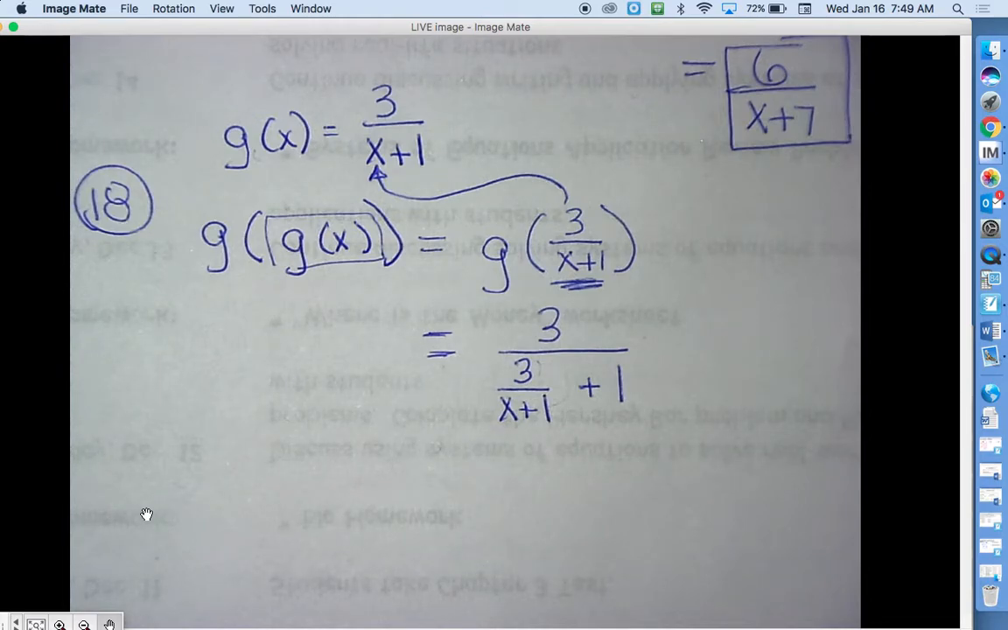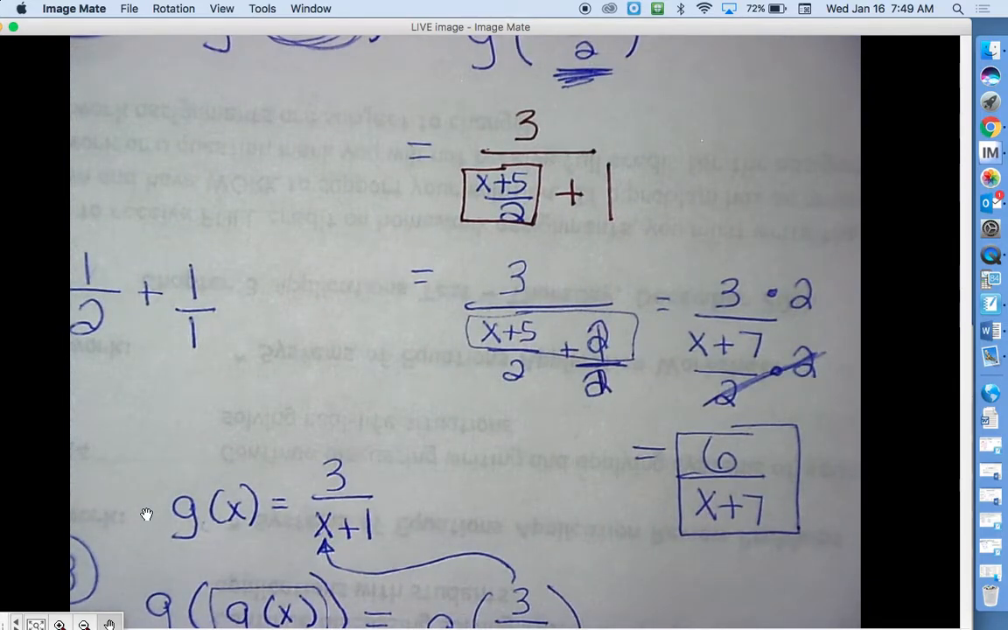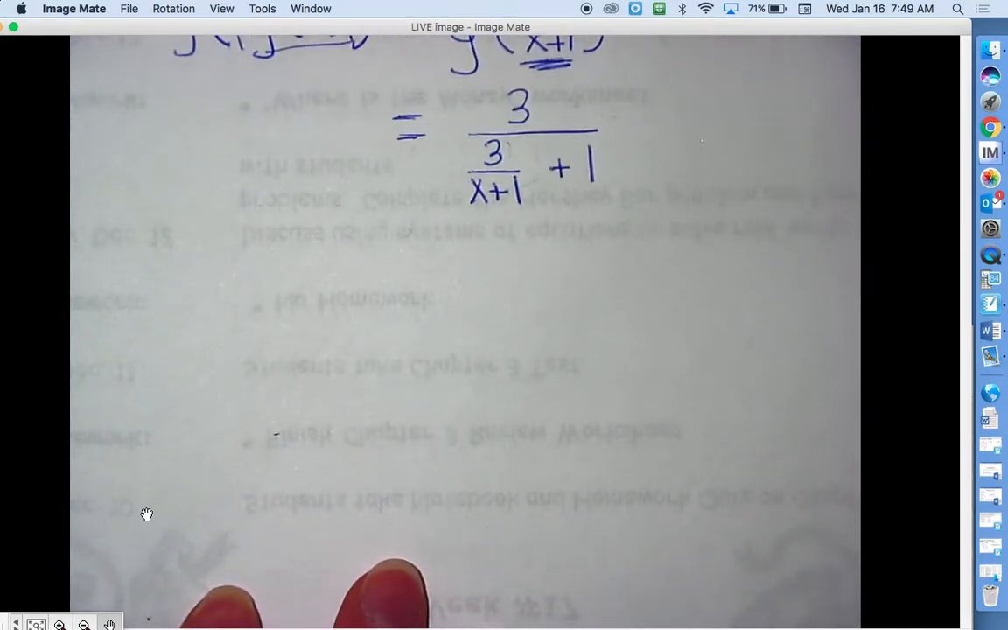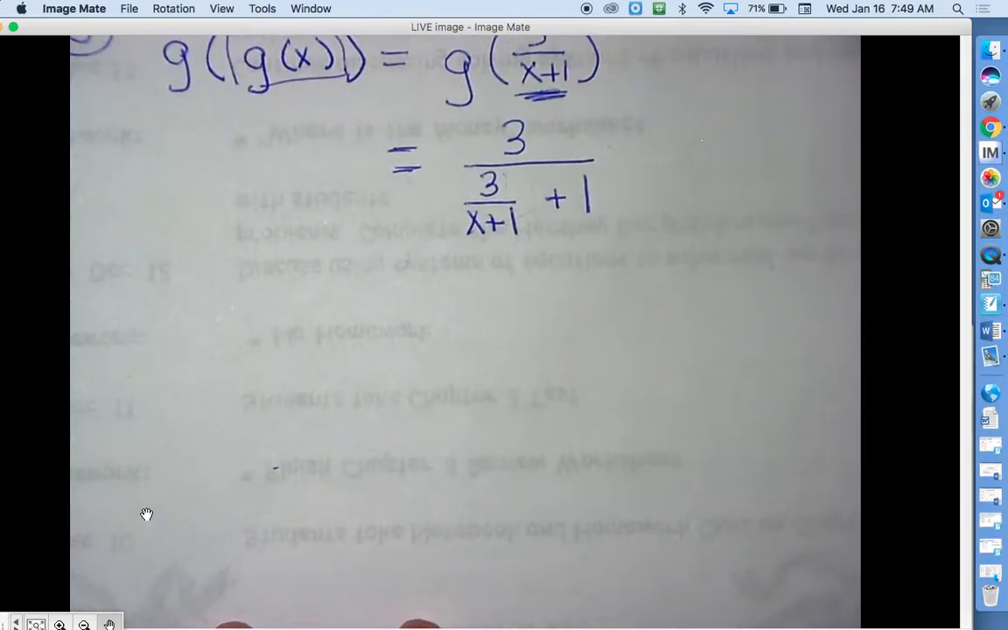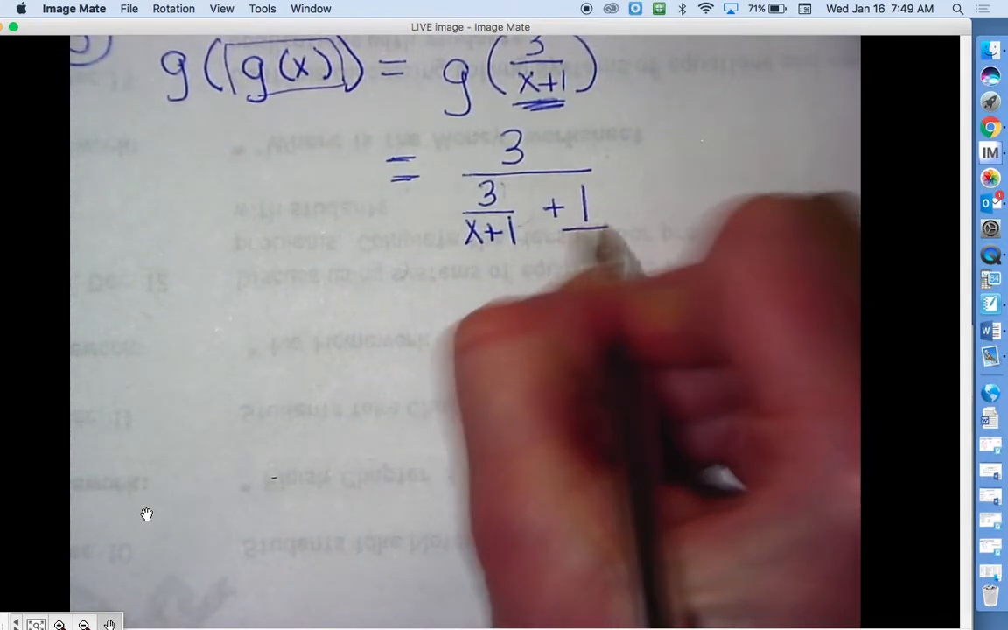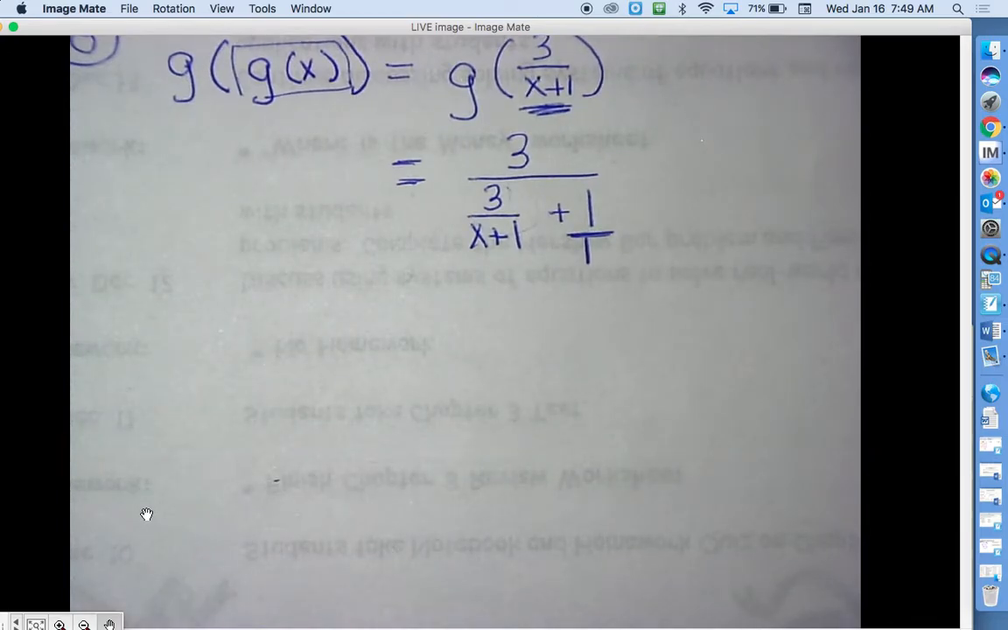So now we're using the same fact that we used above in number 14. It looks similar. We had x plus 5 over 2 plus 1. So we now have 3 over x plus 1 plus 1. So we're going to use the same common denominator fact. I'm going to make this into 1 over 1. Whatever's in the left denominator has to be in the right denominator. So if there's an x plus 1 in this denominator, my second fraction has to also have an x plus 1 in it. If this was a 7, I'd have to have a 7. If it was a 3x, I'd have to have a 3x. The denominators must be the same in order for you to add them together.